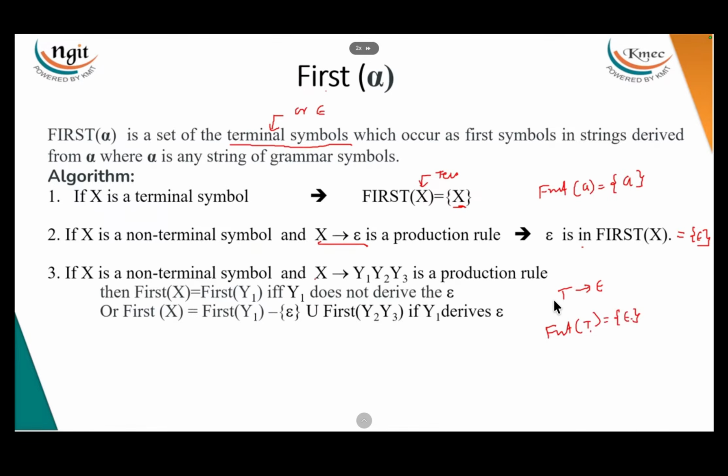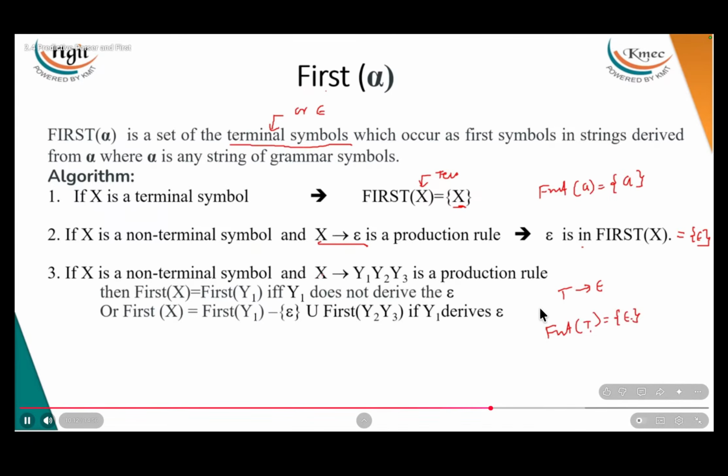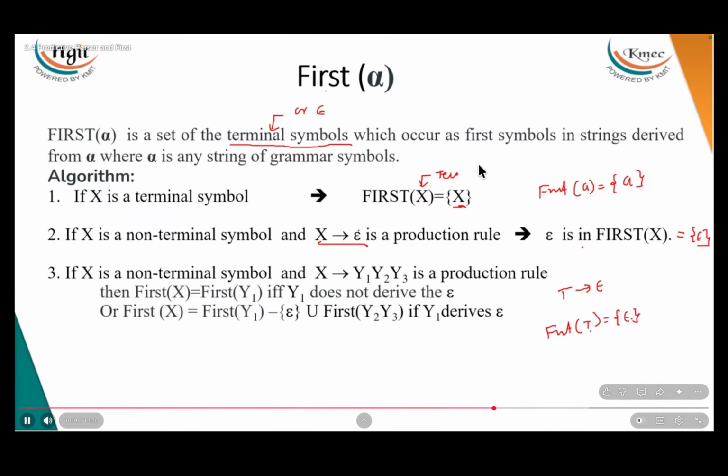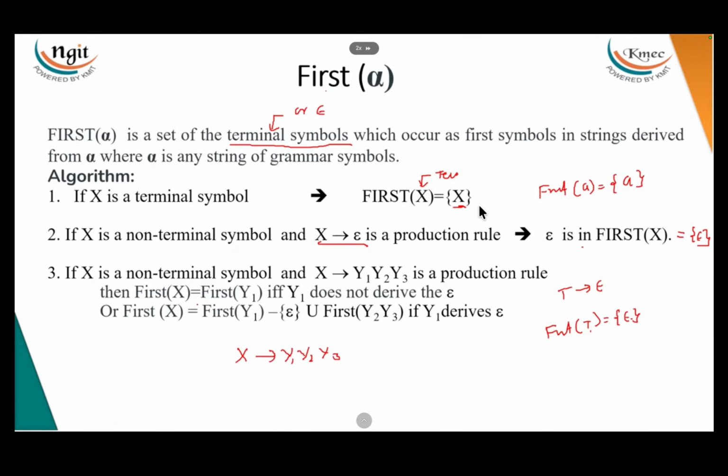This is important. If X is not a terminal and X is a non-terminal but not epsilon, meaning X is deriving some productions like Y1, Y2, Y3, then you can write first of X equivalent to first of Y1. You have to consider only Y1 if Y1 does not derive epsilon. What if Y1 derives epsilon? Then first take the first of Y1, remove the epsilon, and find the first of Y2 and Y3. Same: first of Y2 only, if it does not derive epsilon. If it derives epsilon, we have to take Y3.